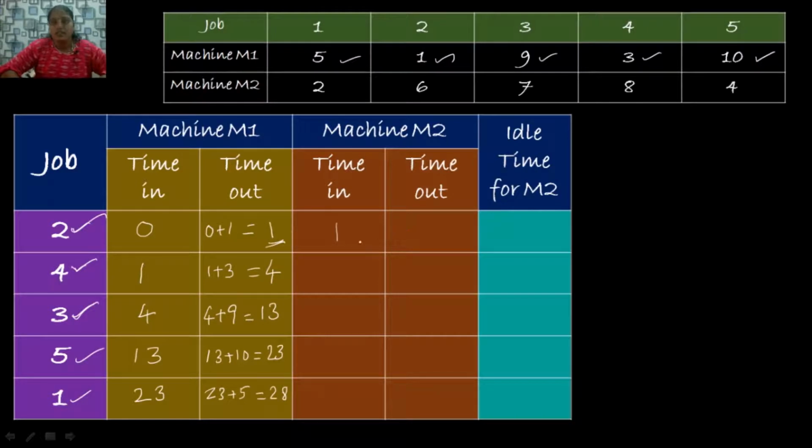Then the processing time on M2 for job 2 is 6 hours. So 1 plus 6 is equal to 7.